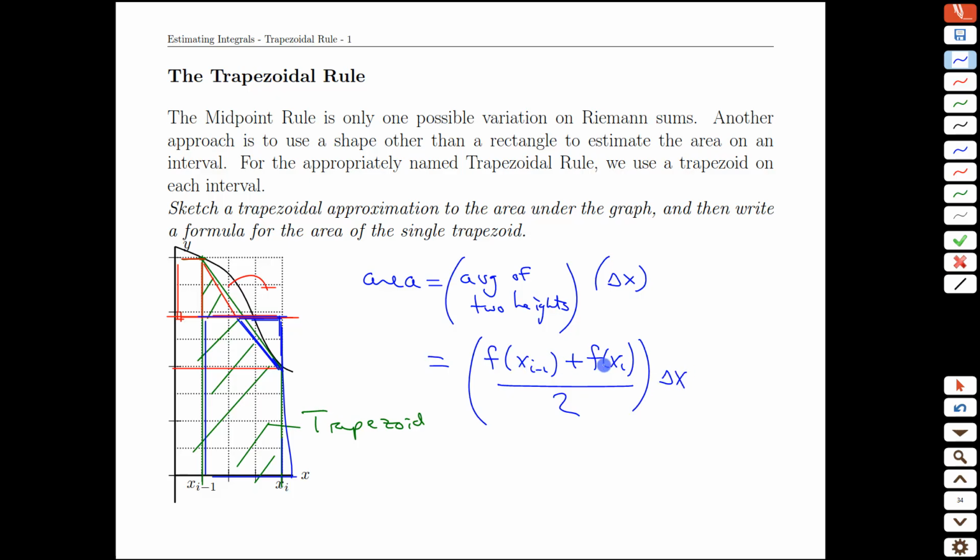You add 2 numbers together and then divide by the number of things that you're averaging. So our left plus our right on this interval, we go up to the graph, go up to the graph, and if we average those 2 heights, we add them, divide by 2. And that's perfect. This is actually closely related to our left and right hand sums. Let's see how we can generalize that to get a full rule.